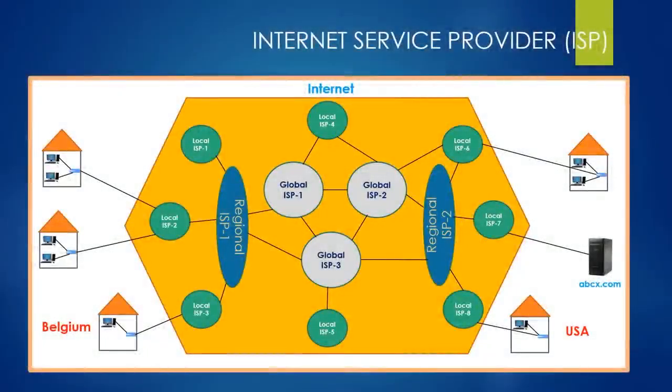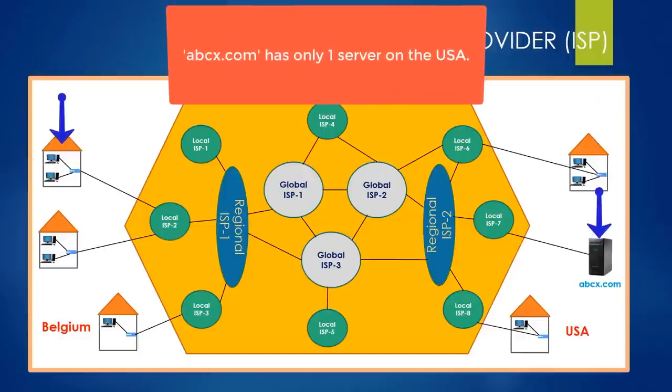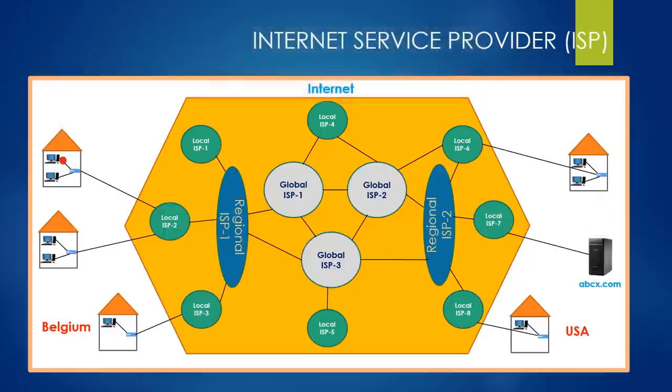Let's say we are in Belgium. This is our home and we want to connect to a newly established website called abcx.com. The owners of the website have limited financial power. For this reason, they have only one server in the USA. So, to be able to reach abcx.com, our request message must pass over at least one global SP. This is obvious. You can see the whole process in the animation.